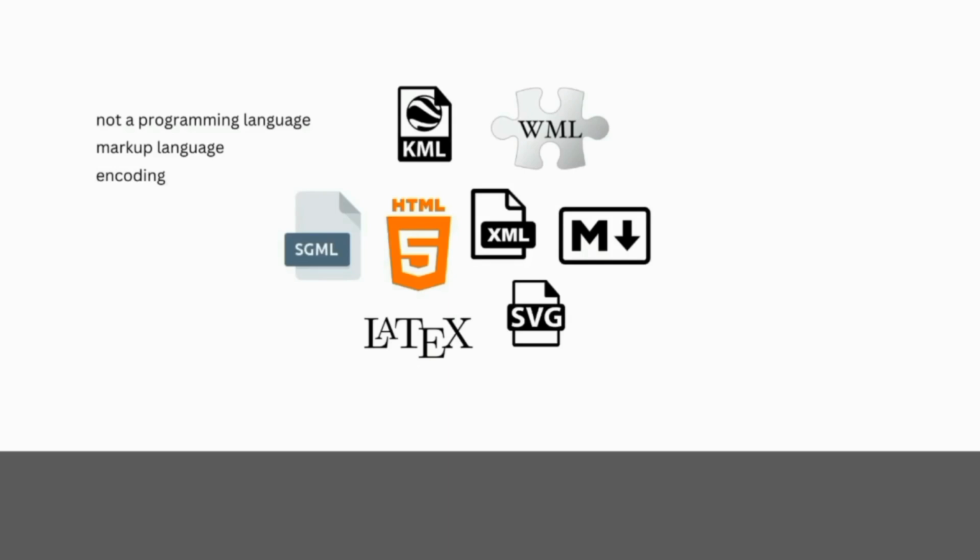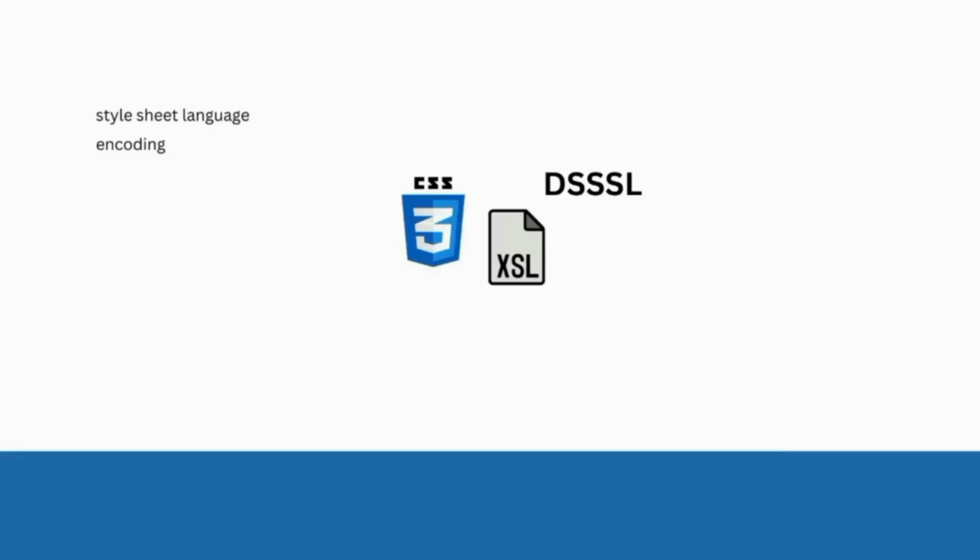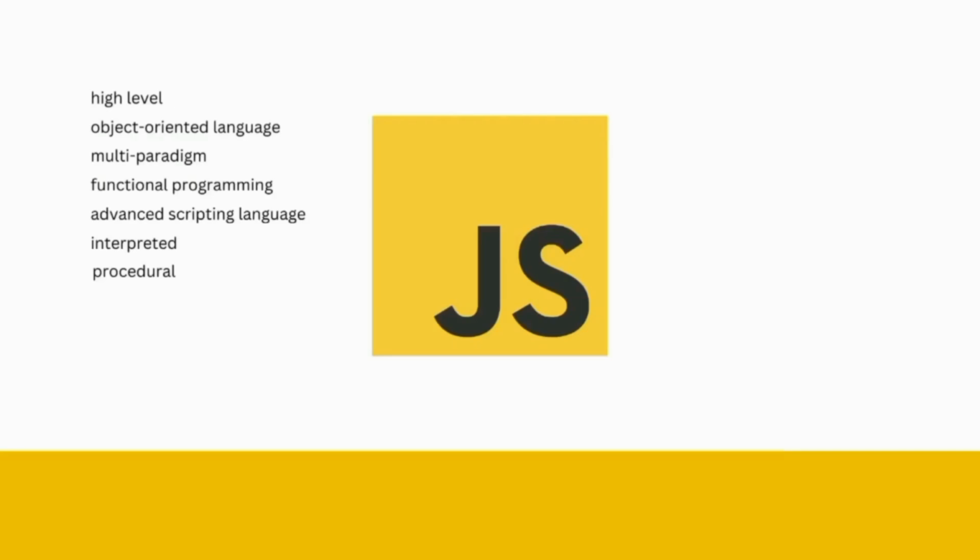HTML is used to create web pages or UI, and XML is used for exchange or transfer of data. Style sheet languages are also encodings used to describe the presentation of a document, basically styling or designing it. We'll give some examples of programming languages to understand them before we start writing code.